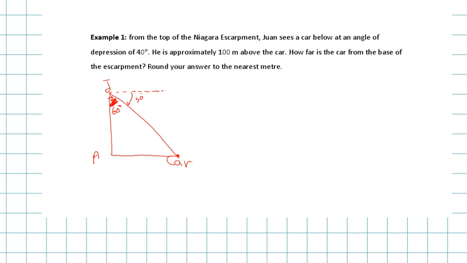Okay? Now, Juan is 100 meters above the car. So which side is the 100 meter? No, wait a minute, that's not 30, it's 40. Does it say 40? Okay. Sorry. So this is 40, then this is 50, right? Good.